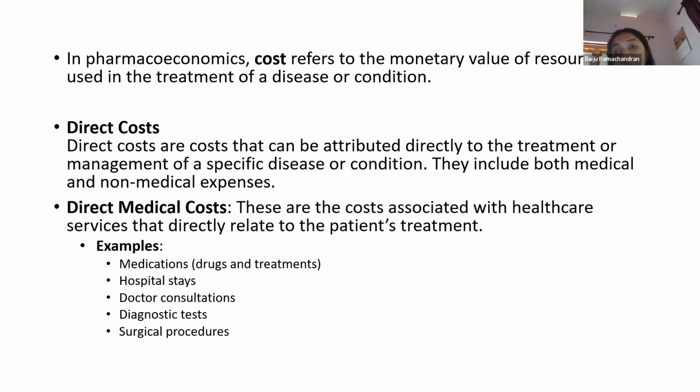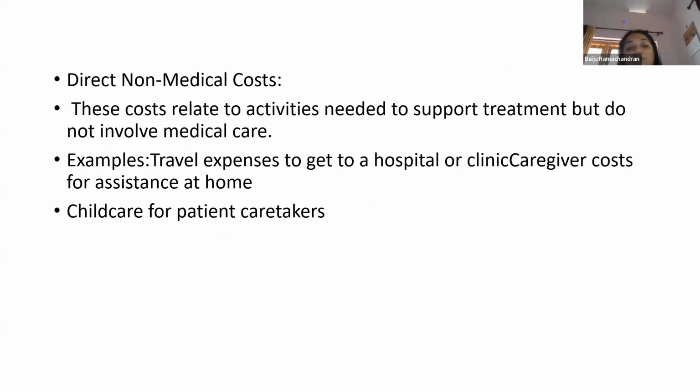So direct cost, the first one is direct medical cost, that is met by healthcare services. The second one is direct non-medical cost. Now, what do you mean by direct non-medical cost? For example, if I got a fever, I need to go to the doctor. The amount I am spending for consultation, for hospital stay, and for medication comes under direct medical cost, because I am paying directly for my treatment optimization. So it comes under direct medical cost.